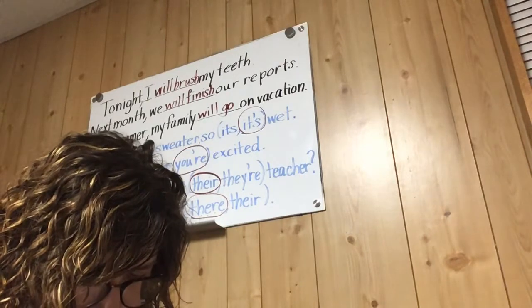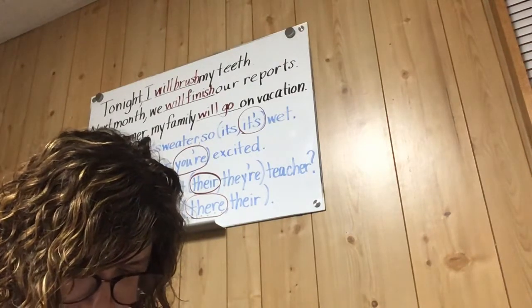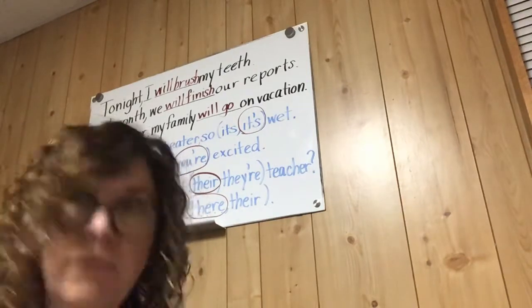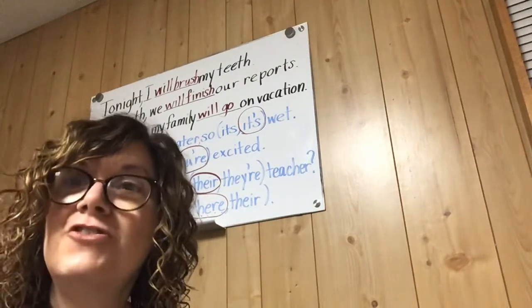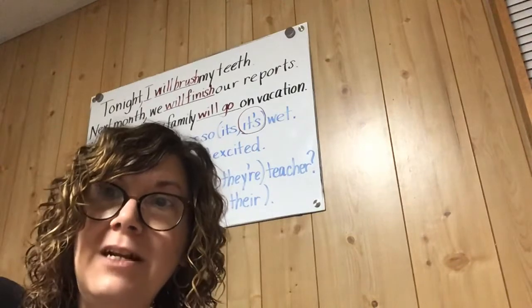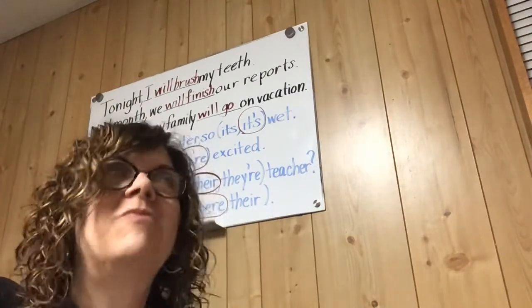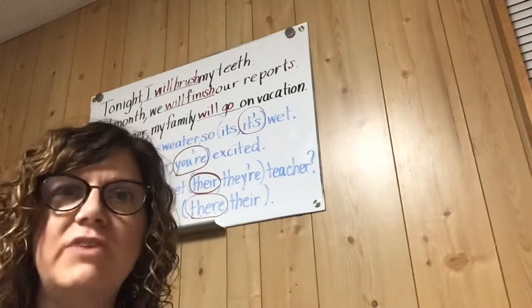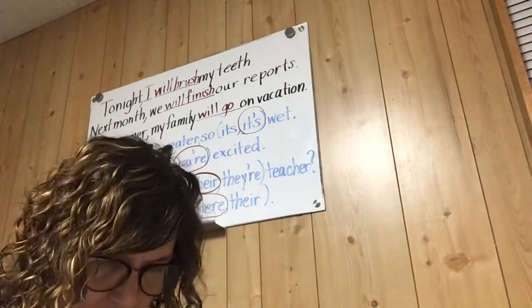The next one says, your little brother would have enjoyed all of these amazing birds. All right, so are you saying you are little brother? No. Are you talking about ownership, possession? The brother that belongs to you? Yes. So you need Y-O-U-R, no apostrophe, because it is a possessive pronoun.